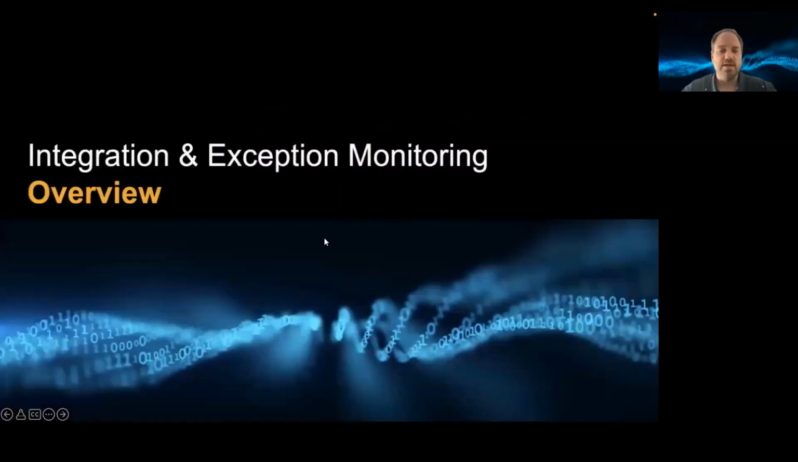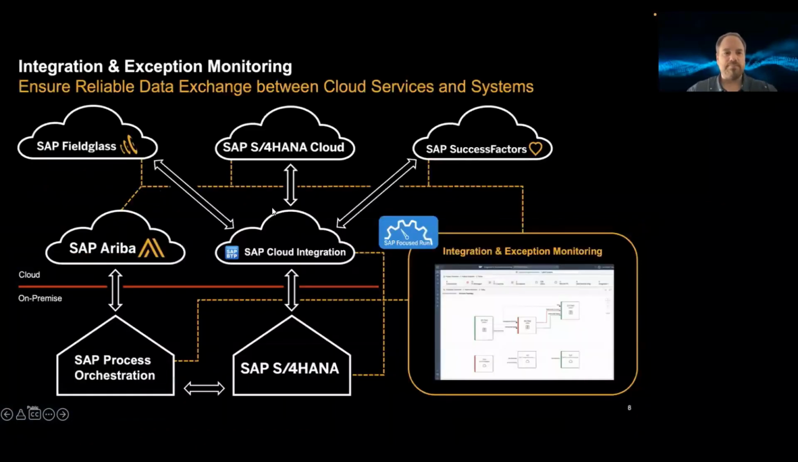Now we will directly switch to the application. It's integration exception monitoring, and we start with a small overview. What we try to do in integration exception monitoring is simply we like to ensure a reliable data exchange between cloud services and systems in your landscape. And as you can also see from the picture here, it doesn't matter if the system or the service is hosted on premise or it's a cloud service, which is hosted as a service application. So it means we can collect data from nearly every SAP product.